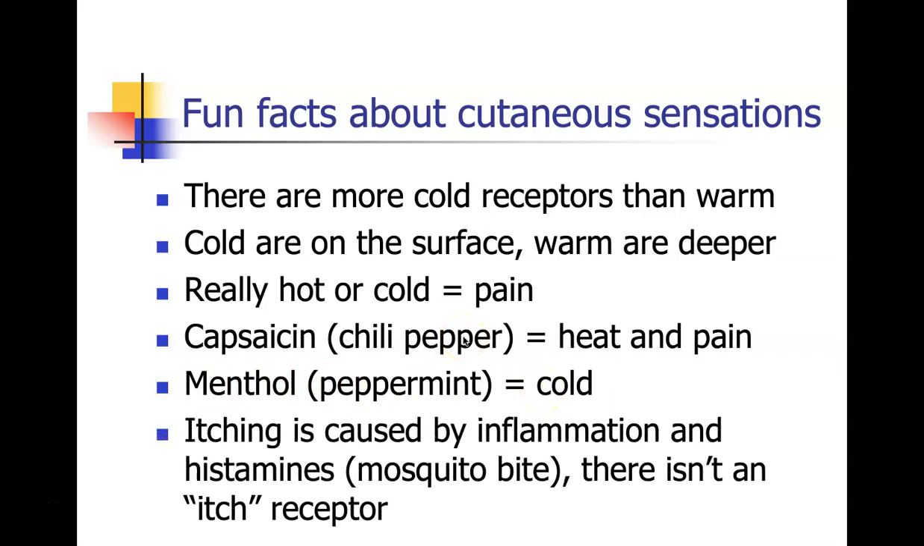And itching is caused by inflammation and histamines. There isn't an itch receptor. And itch is actually a really interesting phenomenon in medicine and a really common problematic symptom because there isn't an itch receptor. There is histamine and different compounds that make you feel itchy, but it's not one receptor that you might be able to block. So if someone has a symptom of itch as part of their injury or recovery, it can be really difficult to treat.